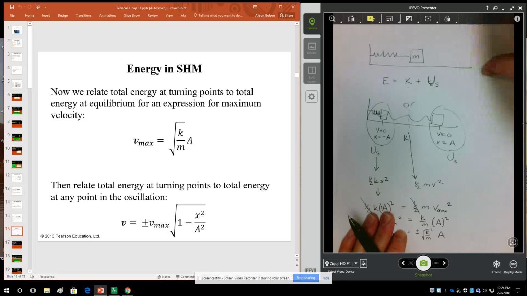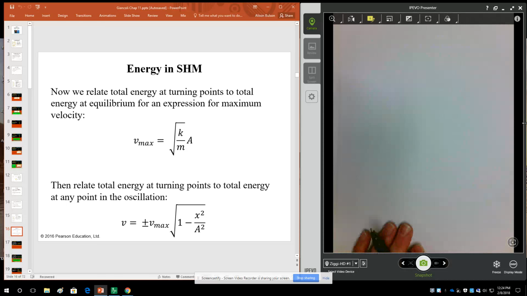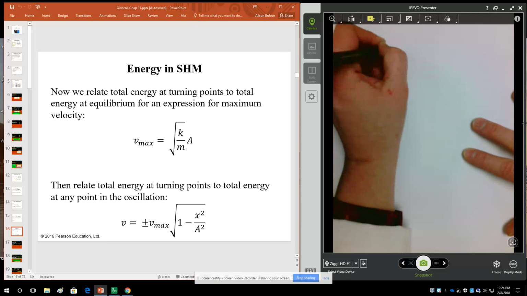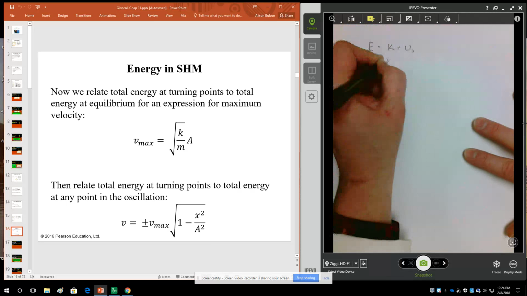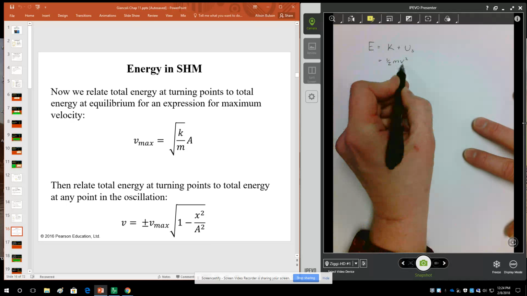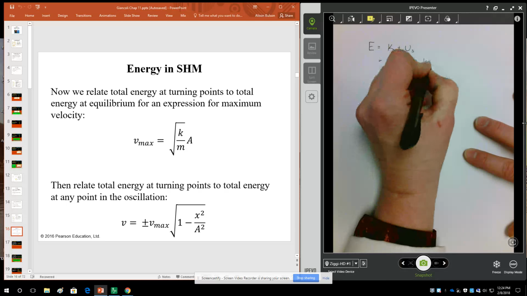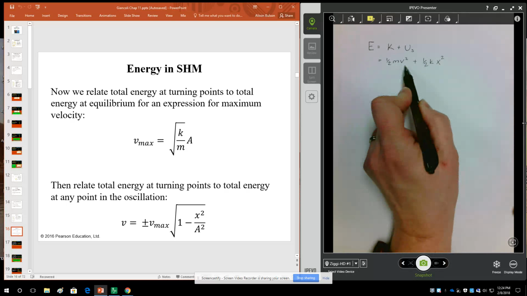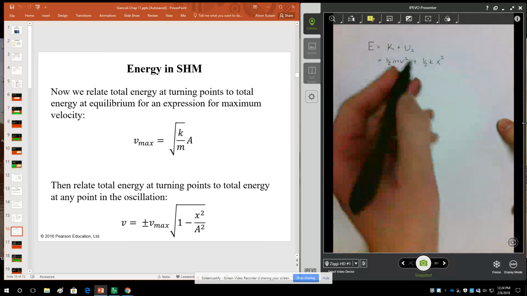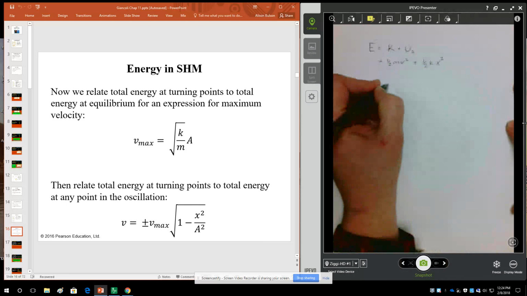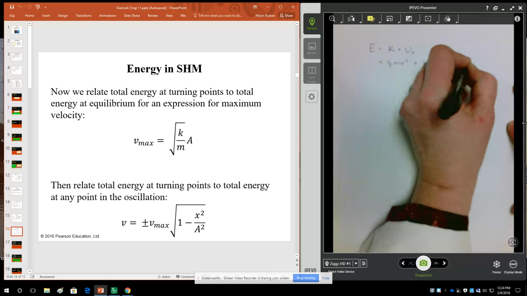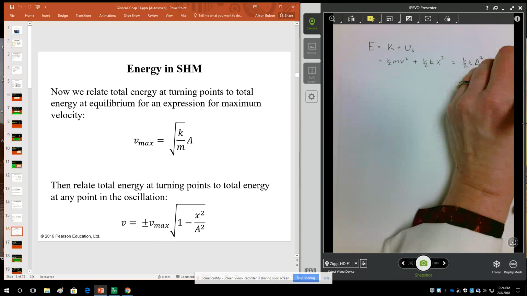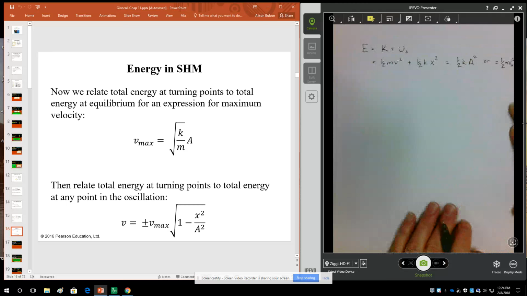We can also relate the total energy at the turning points to the total energy at any point in the oscillation. So in general, we have total energy equal to kinetic plus spring potential, that is half mass times velocity at some particular point plus half k times that position at that particular point, not the maximum velocity and not the amplitude, but some combination in between. But we know that this total energy always has to be equal to either half kA squared or half m v max squared.